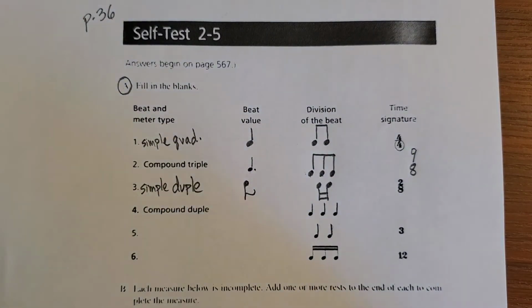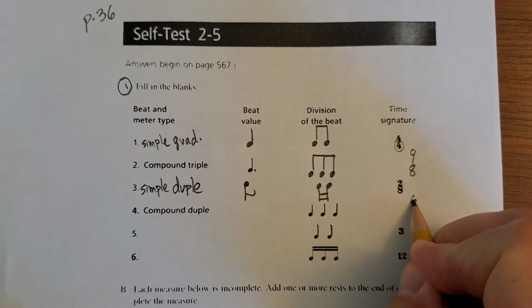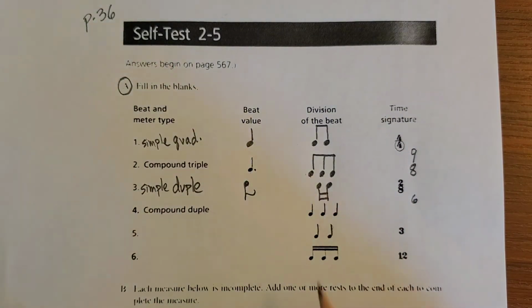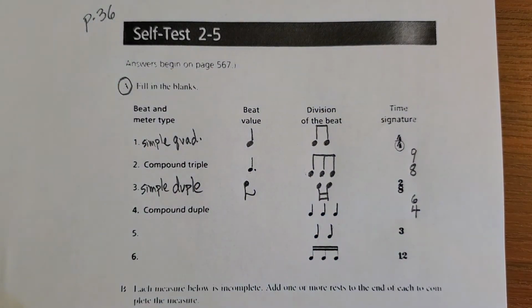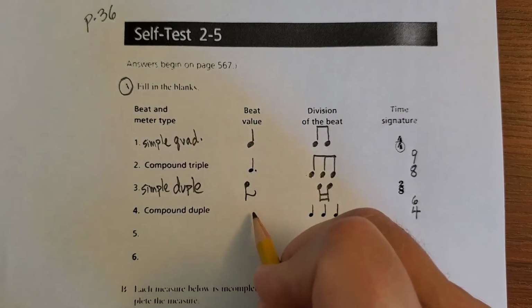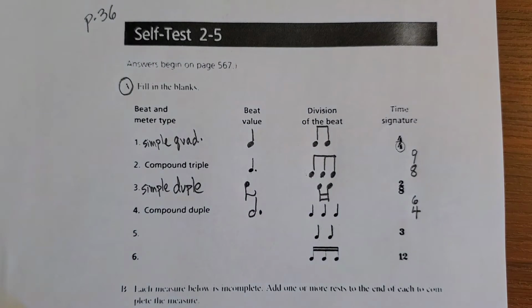All right, number 4 says compound duple. Well, compound duple means 6 on top for my time signature. Division says 3 quarter notes, so I know the bottom number of my time signature already for the compound meter here. And 3 quarter notes is going to equal a dotted half note for the beat.